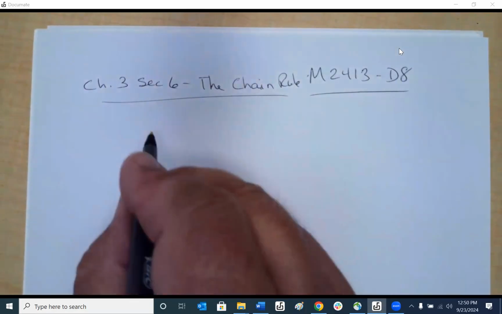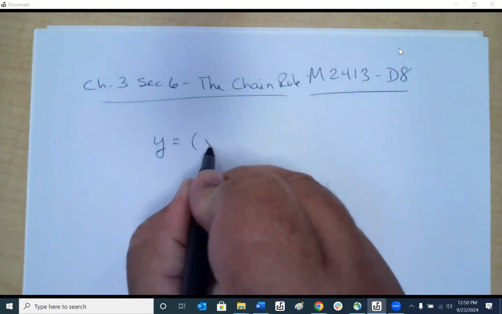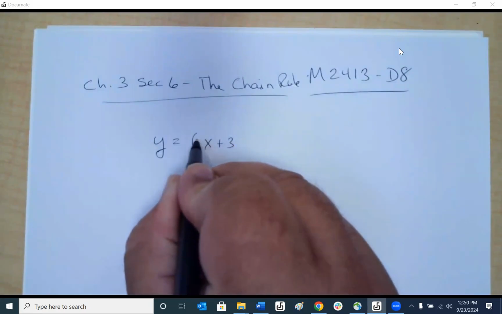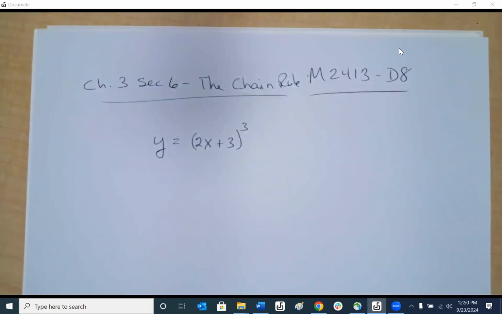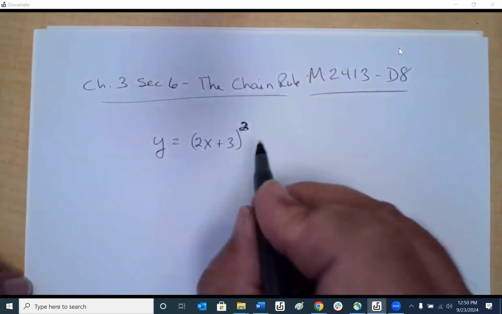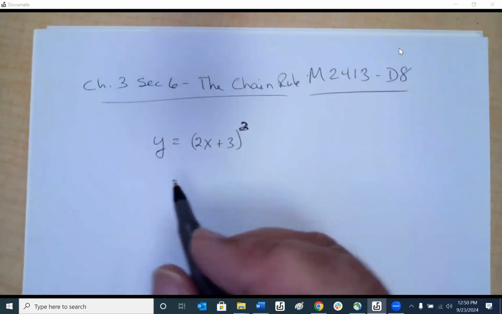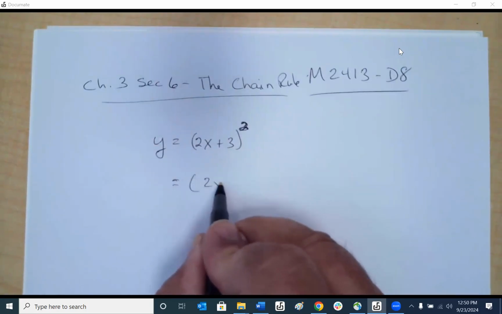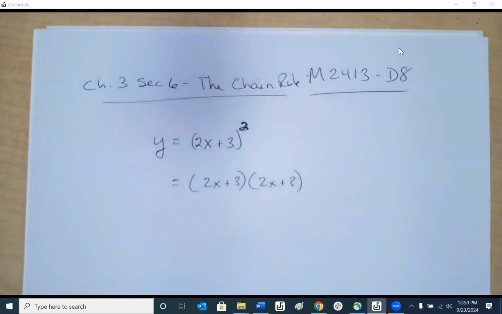Let me first show, because what if we had an equation like this? Actually, let's make it squared. Well, see, what you would think, yeah, we kind of would, but there's something else we have to do also. We could do the product rule.